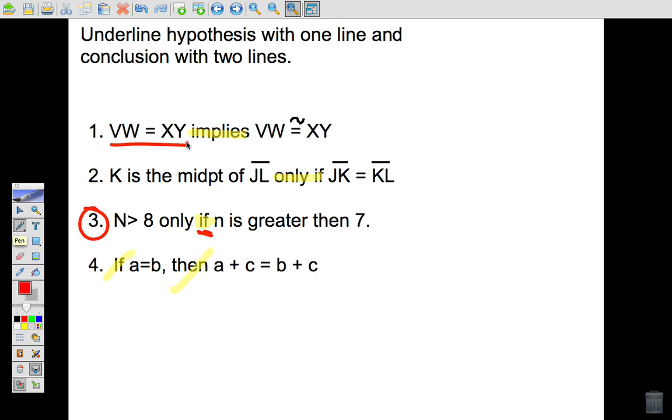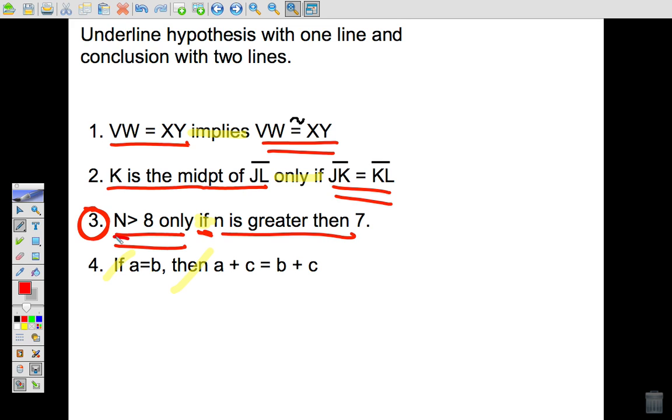So I'm going to underline the hypothesis with 1 line and the conclusion with 2 lines. And number 3, the conclusion comes first. The conclusion, so 2 lines, and then the hypothesis follows the word if. The last one, hypothesis first, then conclusion. That's the main topic of this lesson. So it would be good if you rewound this and played it over a little bit just to emphasize that.